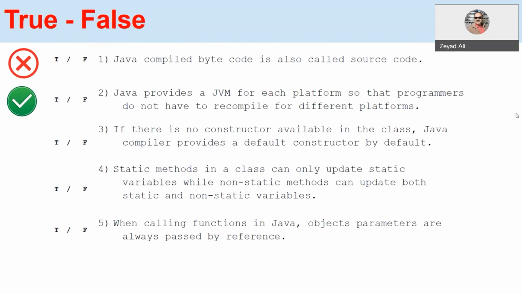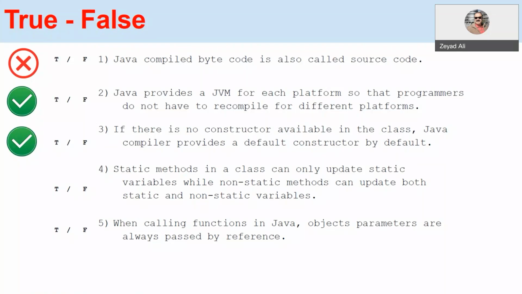Third question, if there is no constructor available in the class, Java compiler provides a default constructor. The answer is true. If you provide no constructor, Java compiler provides a default constructor with no parameters. So the answer is true.